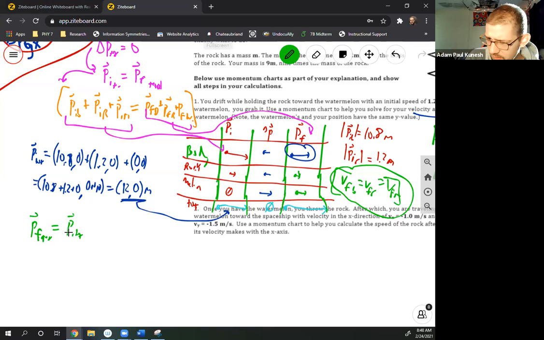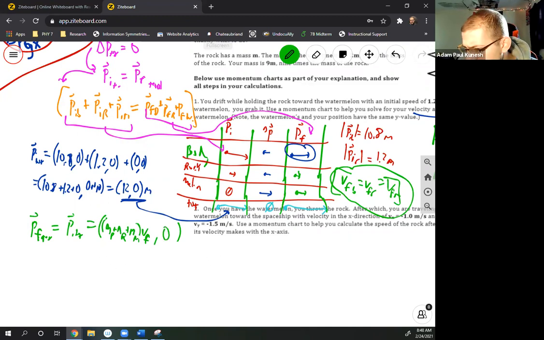All right, but let's look at P final total in a little more detail. Now everybody's moving at the same speed, and everybody's moving in the x direction. So the total momentum is just going to be M person plus M rock plus M watermelon, M melon, times the velocity final, comma 0.